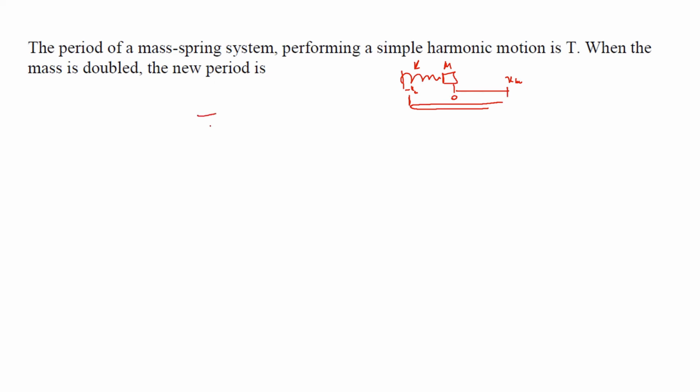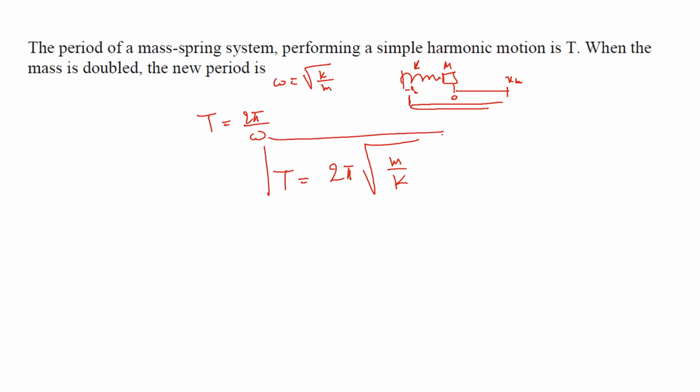2 pi over omega, exactly. And omega is equal to what? Root K over M, exactly. So that means T, and this is in your formula sheet, is 2 pi square root of M divided by K. This is the period of a spring mass system.